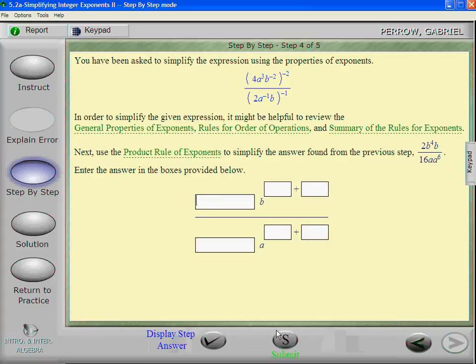So what do we have? They ask you if you got 2b to the fourth times b, what have you got? You've got 2 times b to the 4 plus 1 power. You're adding the powers because it's a different situation than when you raise powers to powers. You're multiplying with like bases. There's no parentheses though, right? It's just saying multiply like bases, add the powers. So 4 plus 1. Here you've got 16 times a to the 1 plus 6, it looks like.